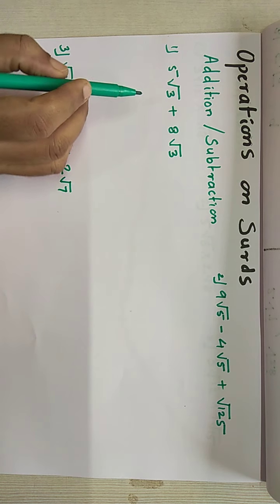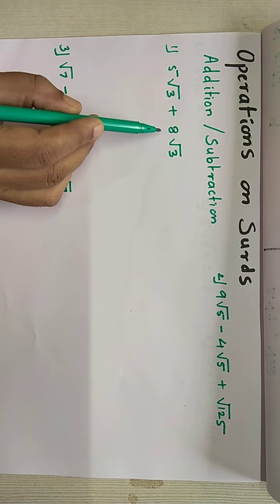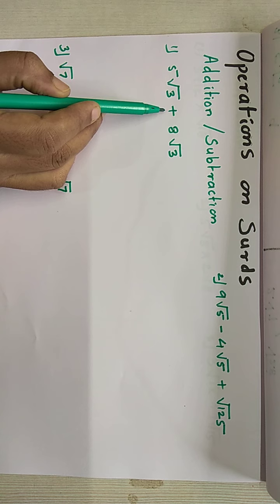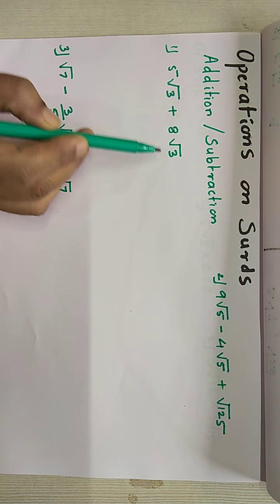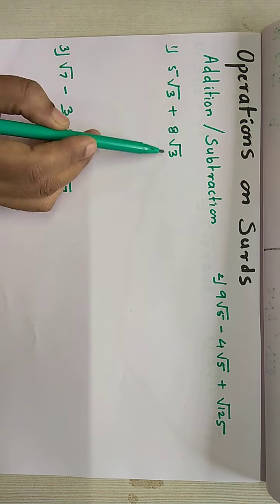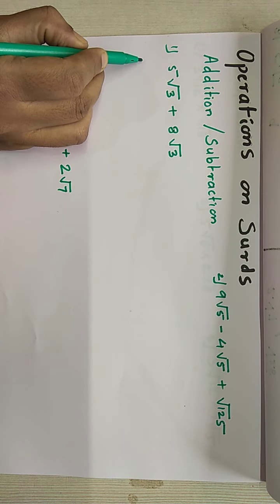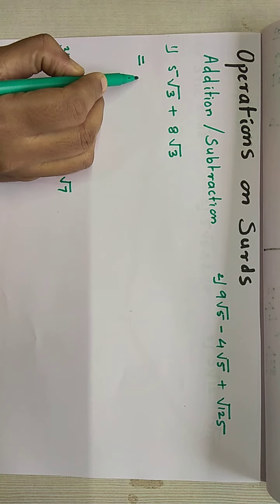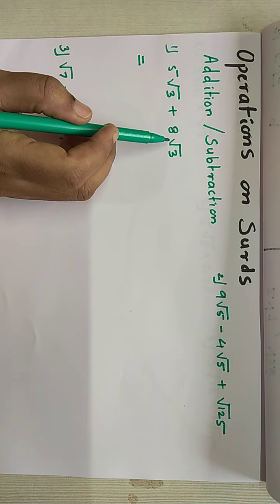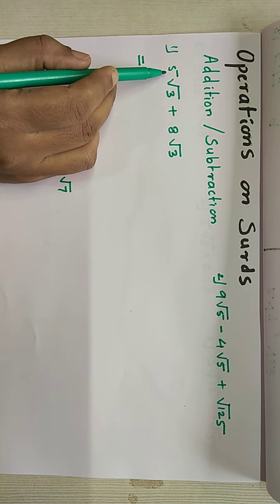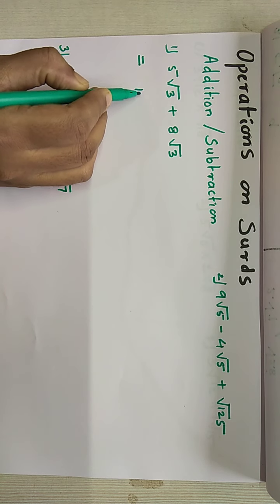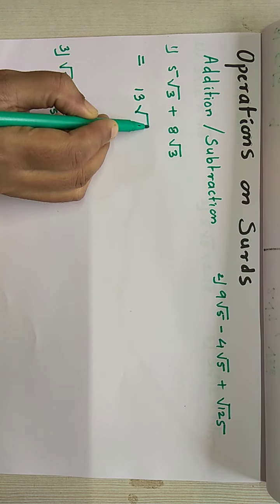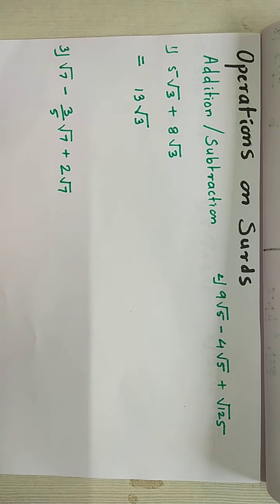Okay, so in the first sum, if you observe, 5 root 3 and 8 root 3 are supposed to be added. This is a root 3 surd, this is a root 3 surd. That means both are like surds, so we can add them. Root 3 will come out common, or you can directly add them. 8 plus 5 will give you 13. 13 root 3 is the answer.